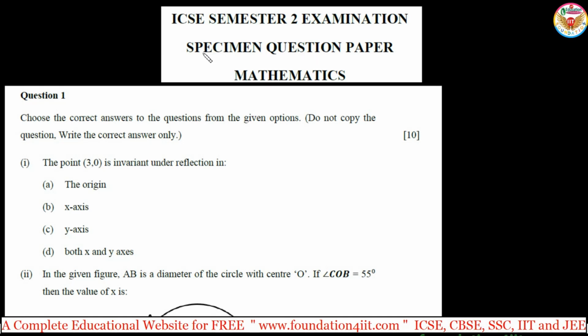In this video, the specimen question paper from mathematics, which is ICSE semester 2. So in the 2021-22 academic year, the specimen question paper I'll explain.